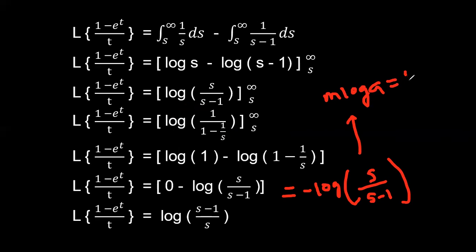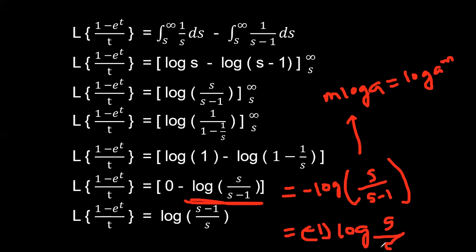That is, this can be converted as log a power m. Now this equation, whatever you get here, minus log of s by s minus 1. So before log you will have the minus value. Minus is nothing but this value can be written as minus 1. You can assume this value as minus 1 into log of s by s minus 1. So this is of the form m log a, and this can be converted as log a power m. So this minus 1 should be taken to the power.